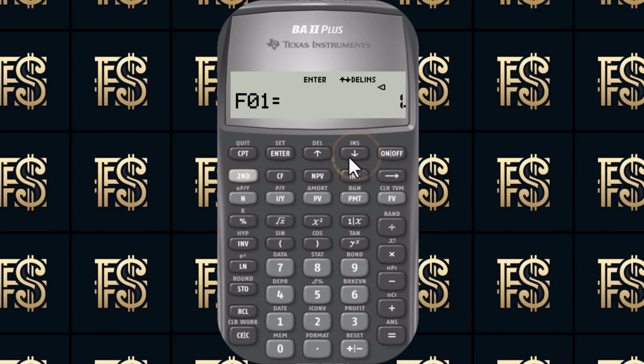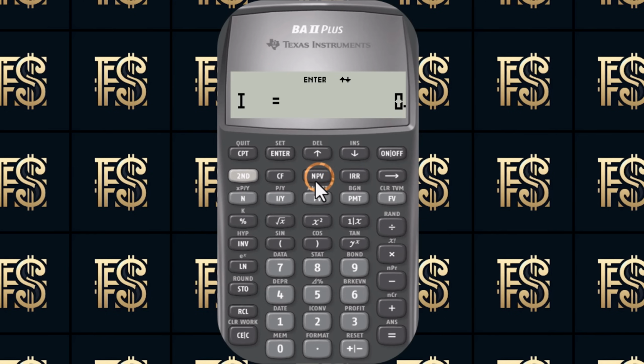We arrow down 2 times to get to C02. We'll type 50,000 and enter. We'll arrow down to C03, 50,000 and enter. I'm skipping over the F0s because those are the frequencies and we don't need those here. We have 60,000 for C04 and 70,000 for C05. This cash flow worksheet is a beautiful tool within our financial calculator because once we've drawn the timeline, we can recreate that exact same timeline within this worksheet.